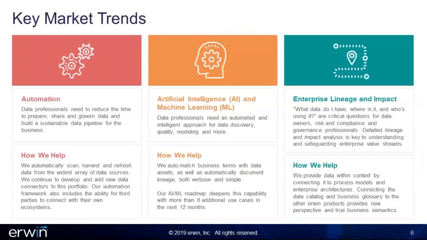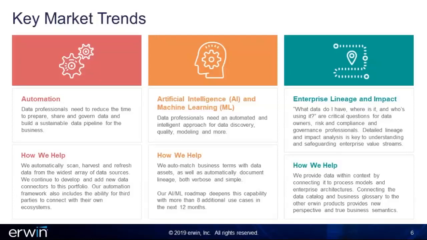So we're seeing three primary key market trends in data today, and those are automation, artificial intelligence and machine learning, and data lineage and its impact. Everyone has answers to all these trends, right? For automation, we automatically scan, harvest, and document all of your data sources. We continue to develop and add new data connectors, as I said, regularly. For AI and ML, today we automatically link business terms and the data assets, and automatically document your lineage. And our AI roadmap includes more than 8 additional use cases in the next 6 to 12 months. So we're heavily invested in that.